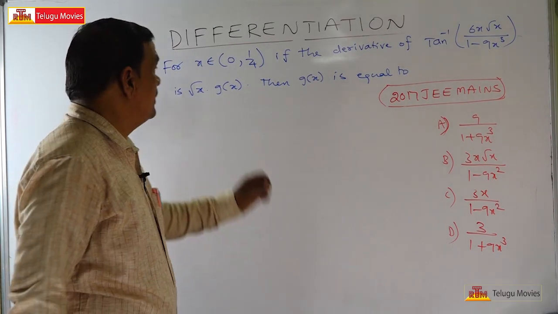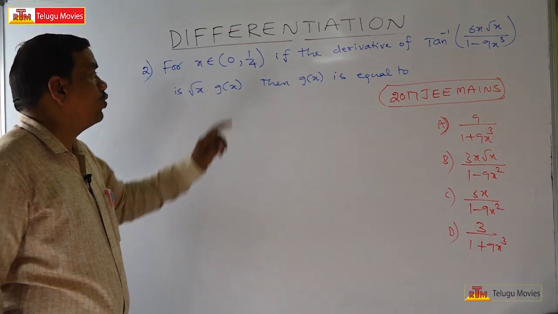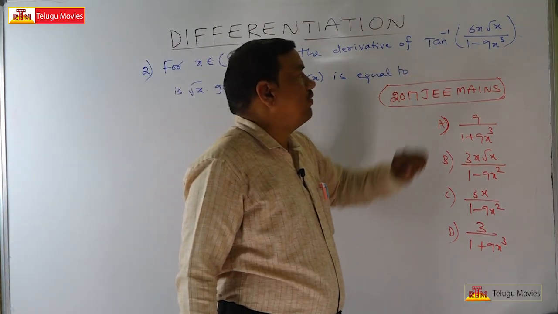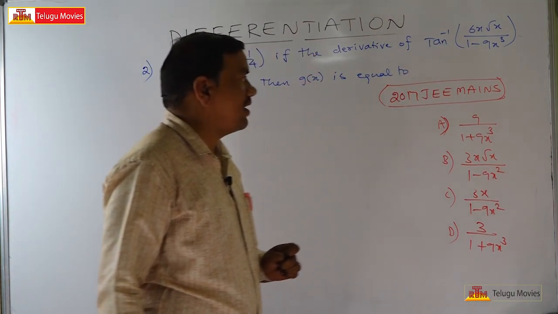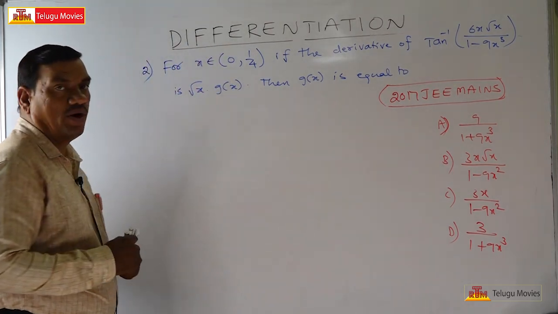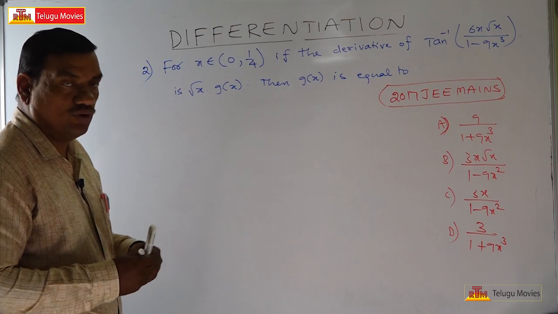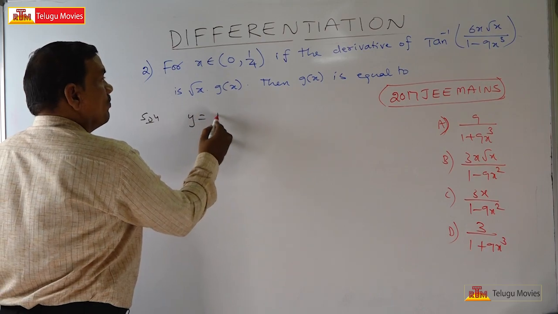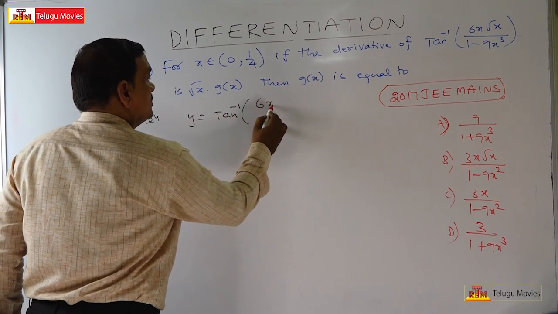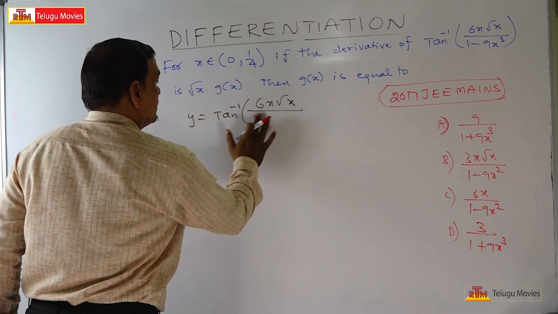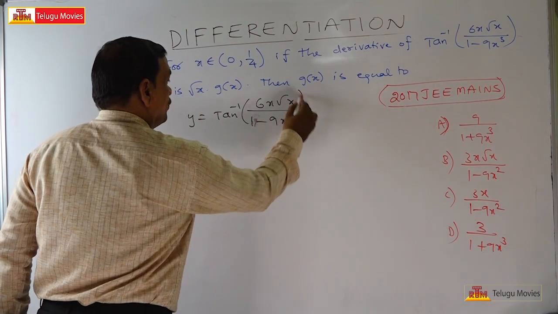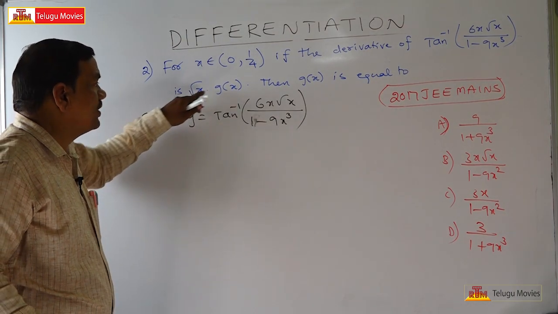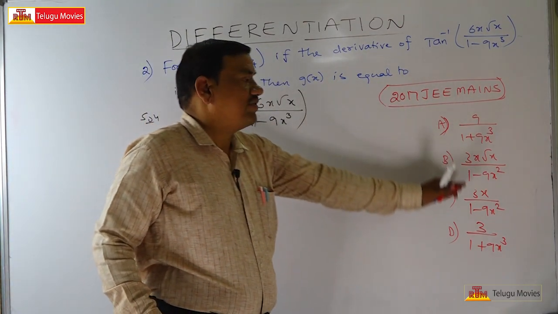Dear students, welcome to the second problem. For x belongs to the open interval 0 comma 1 by 4, if the derivative of tan inverse of 6x root x upon 1 minus 9x cube is root x into g of x, then g of x is equal to how much? So, what is the function given here? For example, y is equal to tan inverse of 6 root x by 1 minus 9x cube. So, dy by dx of this function is root x into g of x. Then what is the g of x value he is asking.